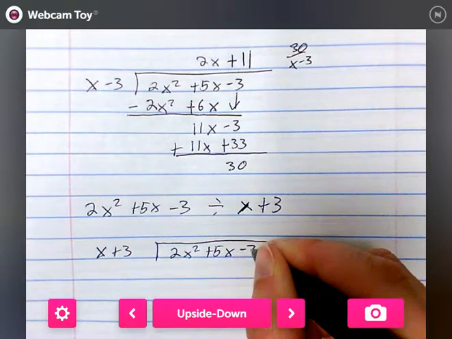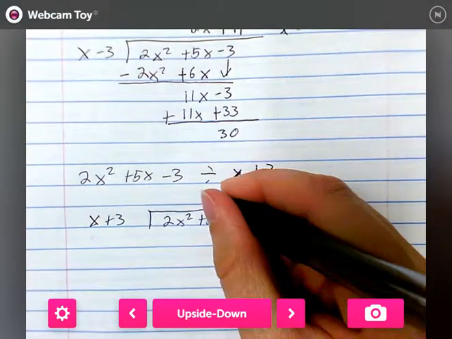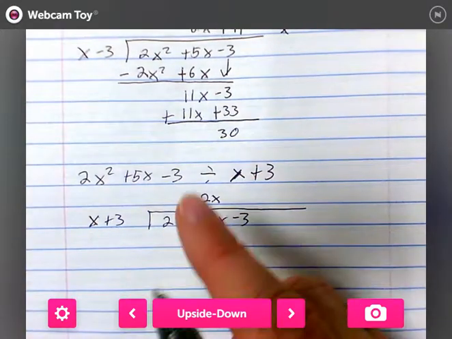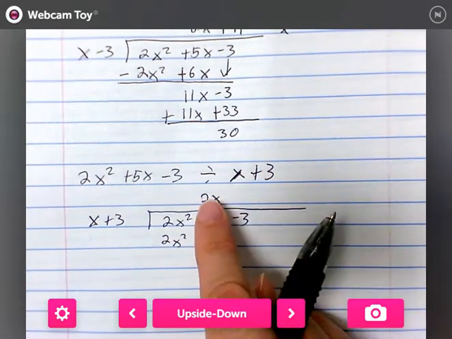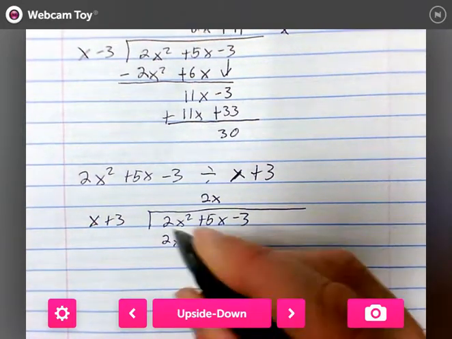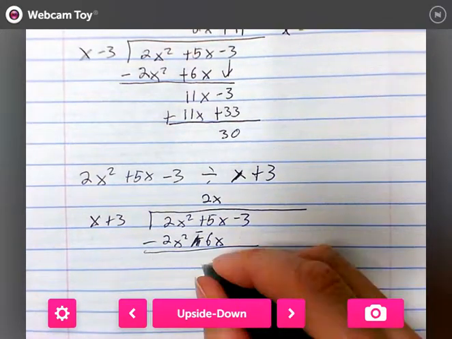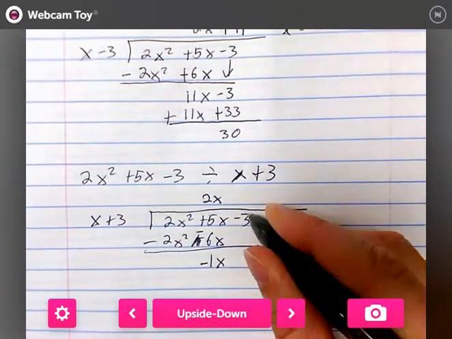All right. x times what gives me 2x squared? 2x. 2x times x gives me 2x squared. 2x times 3 gives me 6x. Then we change our signs, and we're going to end up with negative 1x. Bring down the negative 3.